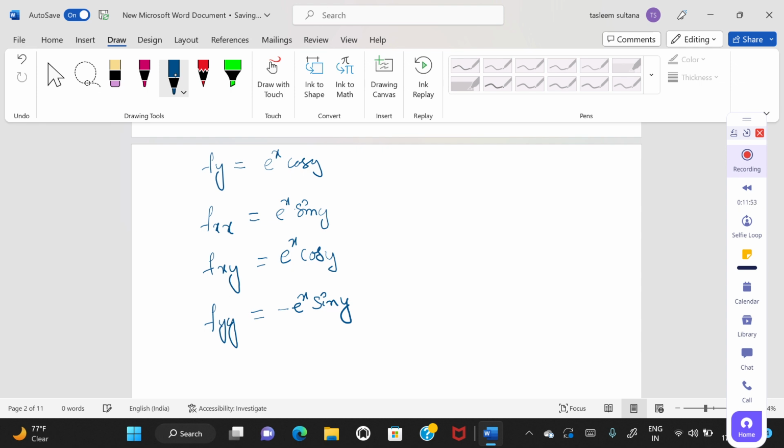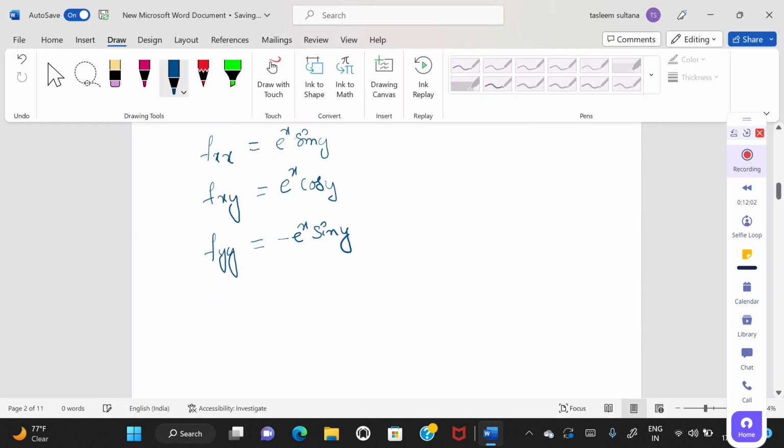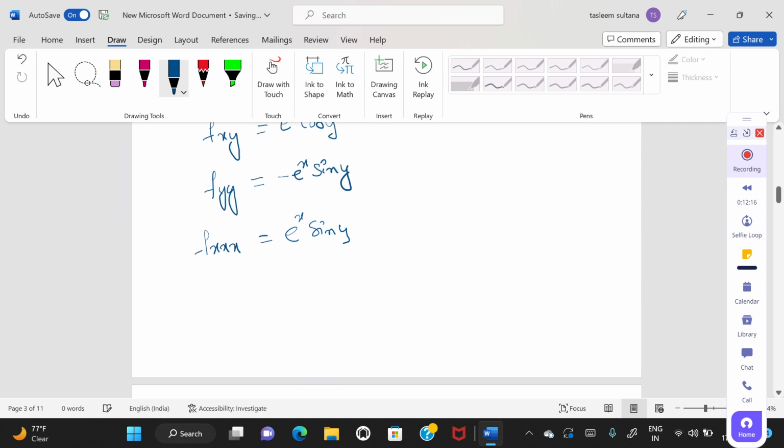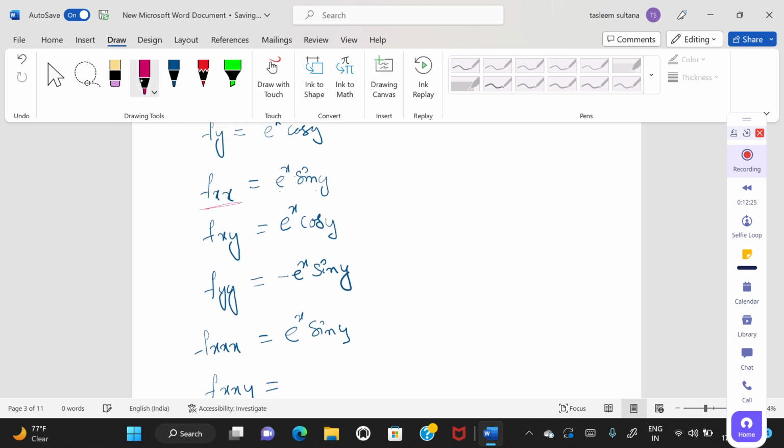Next, it's over now. Triple we have to do. f_xxx: differentiating e^x sin y a third time, we are going to get e^x sin y. Next is f_xxy. When you do it once more, it will come as the same thing, e^x sin y only. Yes, my mistake.